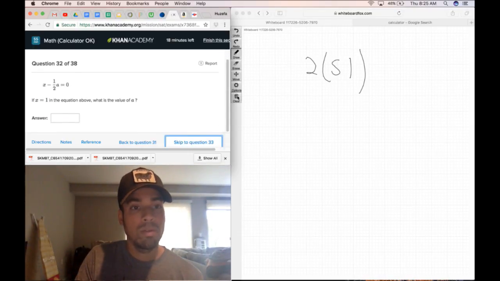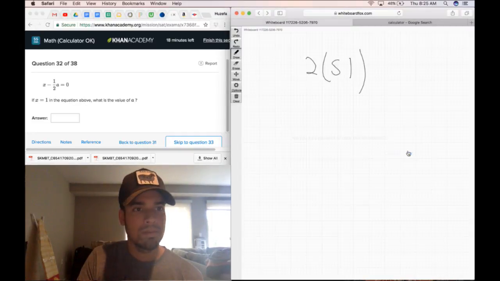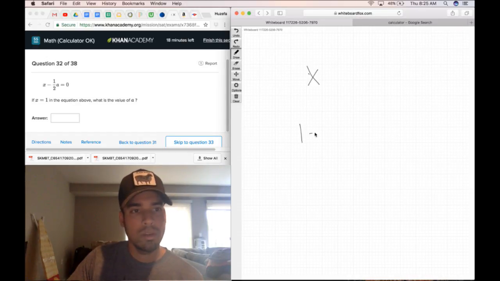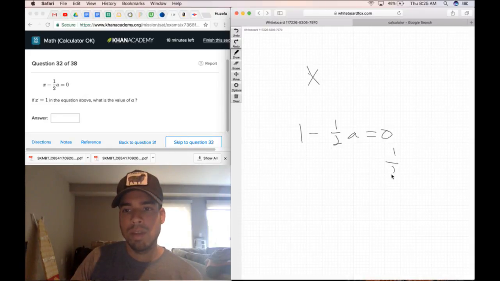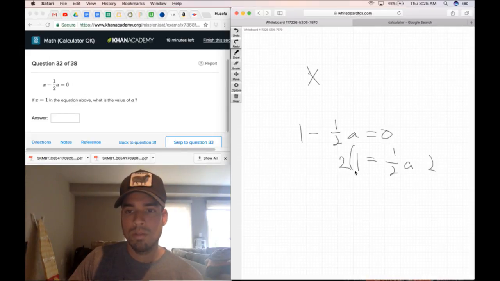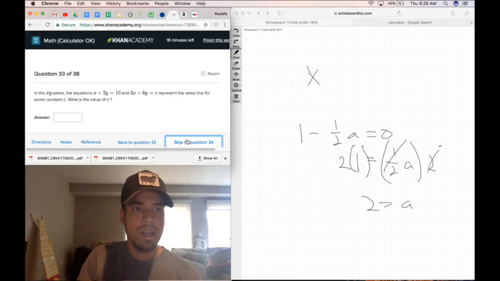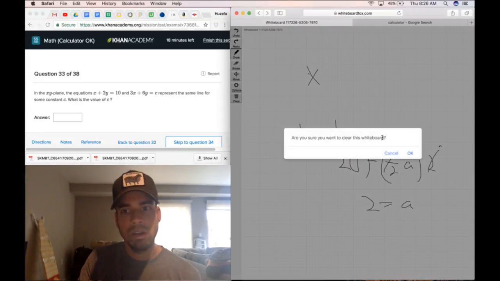x equals 1 in the equation above. What is the value of a? Oh yeah, just plug in 1. 1/2 a equals 0. I'm moving the 1/2 a to this side, equals 1. And then times 2, right? To get rid of the 1/2. And a equals 2. All right. Next, see how much better those are?